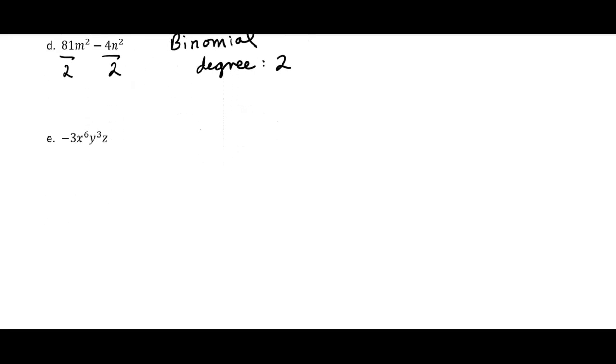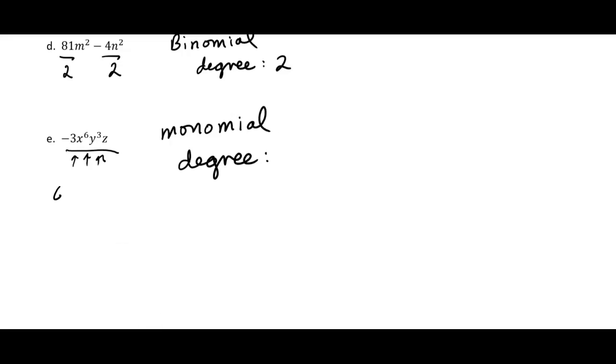All right, and then E. Well, how many terms do we have? Just the 1. See how it's all multiplication there? It's -3 times x to the 6 times y cubed times e. So this is just a monomial, 1 term. Monomial. And so the degree is going to be whatever the degree is. Well, we're going to have to take those exponents. 6 plus 3 plus 1. This is going to have a degree of 10. Okay, so these are fun.